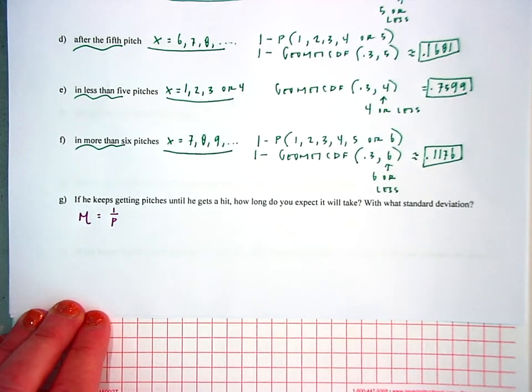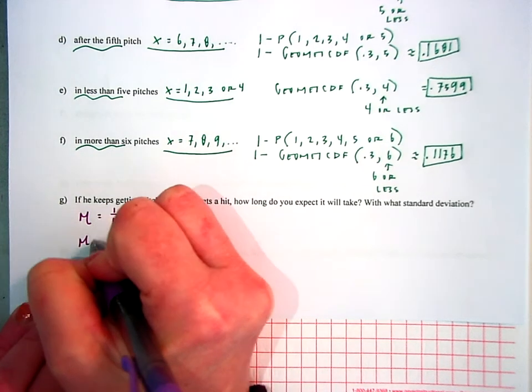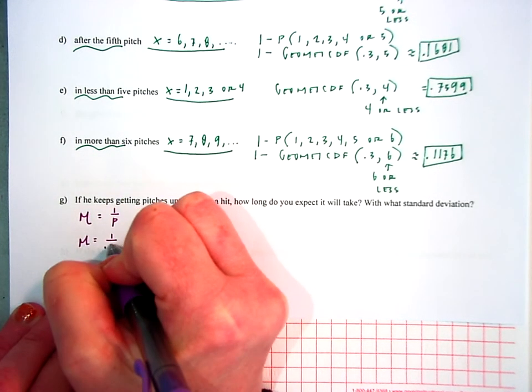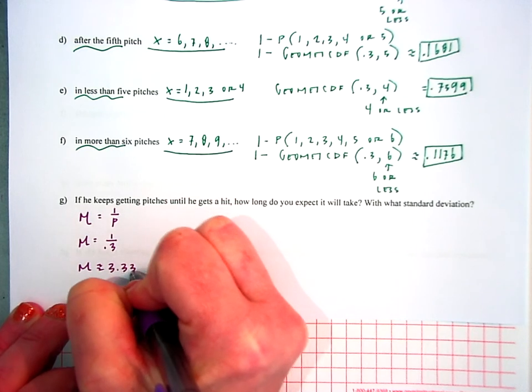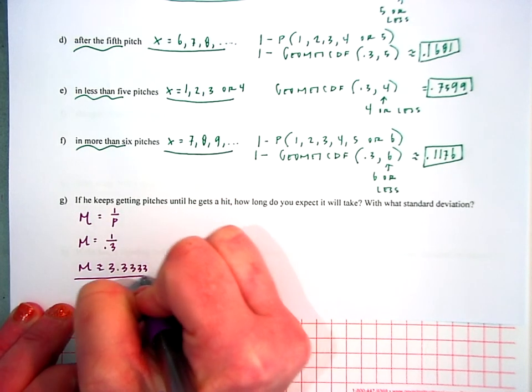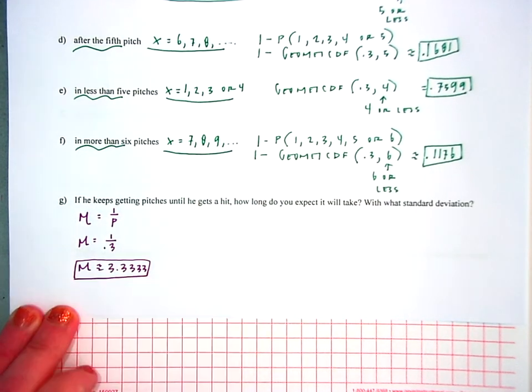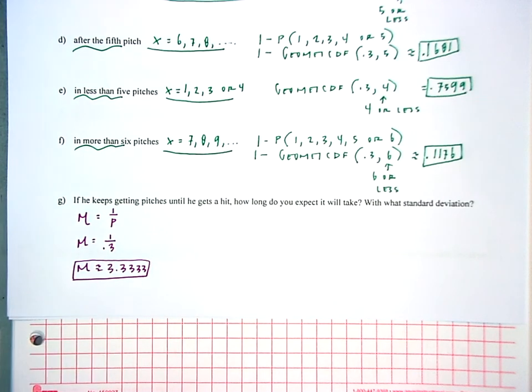So here we're looking at a geometric outcome. So I'm looking at 1 over p. So I'm looking at 1 over 0.3. So my mean would be 3.3333, about. Right, so on average, we expect about 3 1/3 pitches until he finally gets a hit.